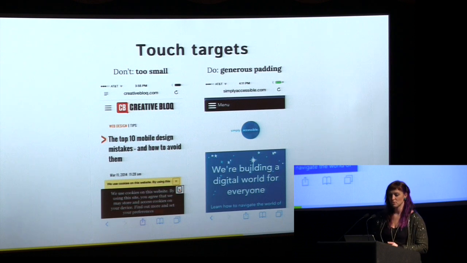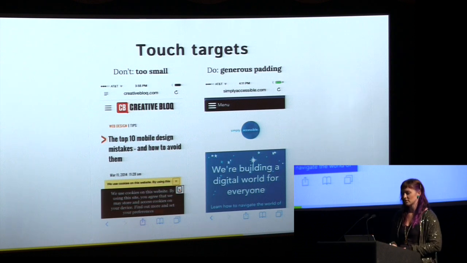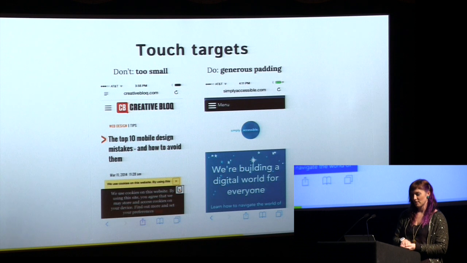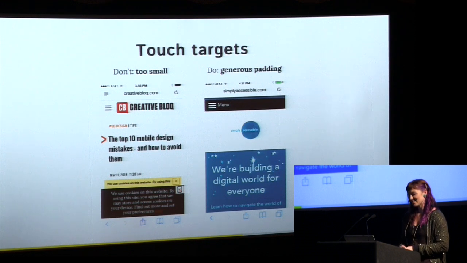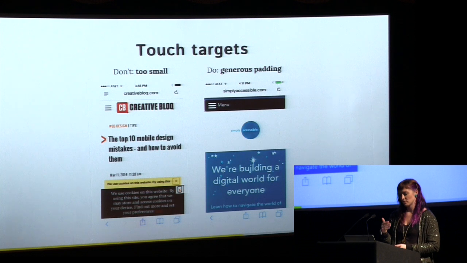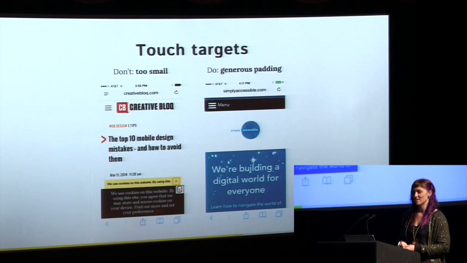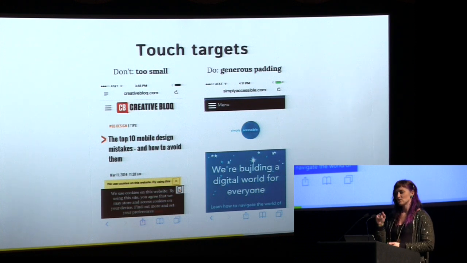Touch targets. So we all have fat fingers. Sometimes after a pint, it's a little hard to navigate the screen. My example is from Creative Bloq. And ironically, they have an article called The Top 10 Mobile Design Mistakes and How to Avoid Them. And because we're in the EU, they have a cookie warning that pops up. Actually, there are two cookie warnings, which is an unfortunate bug that I have immortalized in the screenshot and in video now. But there is an action button in this little cookie warning with an X. And without VoiceOver turned on, you see there's a white box in the corner and it has an X in it.